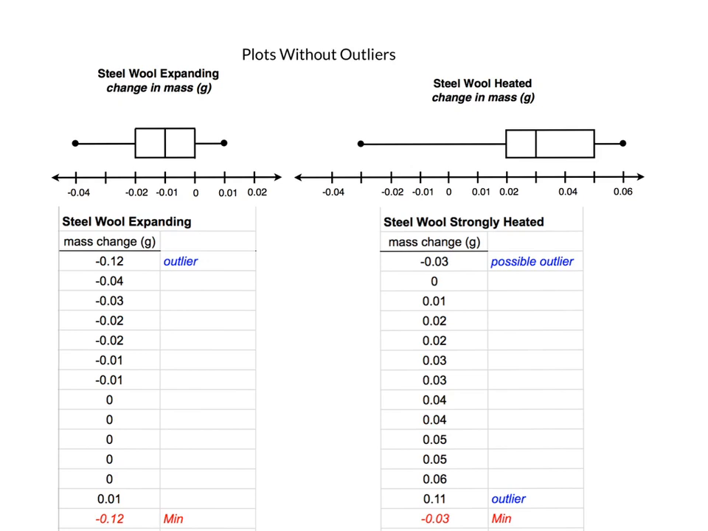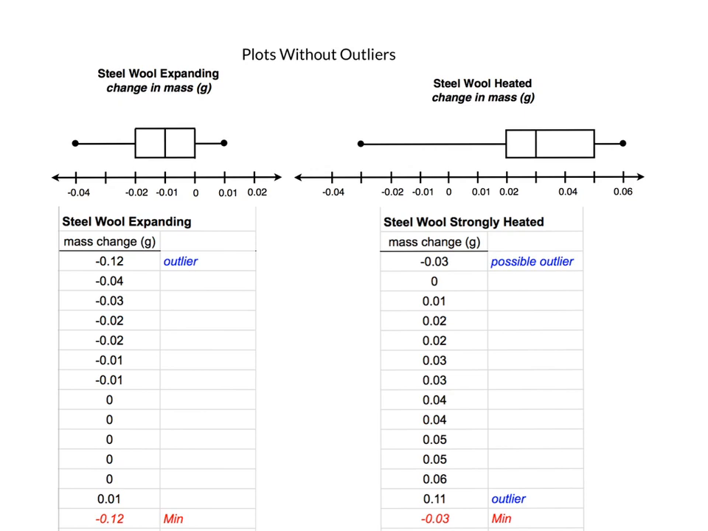Otherwise, students should simply omit one or two less egregious outliers from the whiskers of the plot without changing the size of the box. In the adjusted box and whisker plot for the expanding steel wool, students should notice the upper 50% of the data, in other words, the upper two quartiles, fall within 0.01 grams of zero. With a balance uncertainty of plus or minus 0.01 grams, the values of this range would indicate the steel wool had a constant mass during these trials.